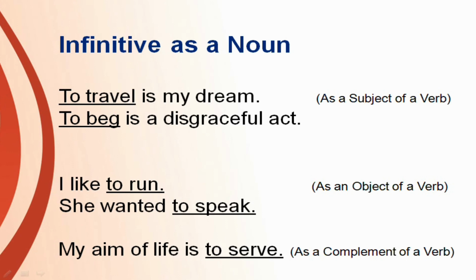If there is an action in the sentence, there will be an object. If there is no action in the sentence, there will be a complement. For example, my aim of life is to serve. In this sentence, to serve is the complement, because in this sentence there is no action.